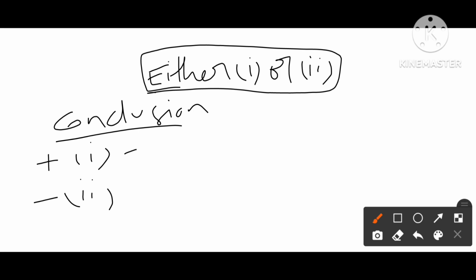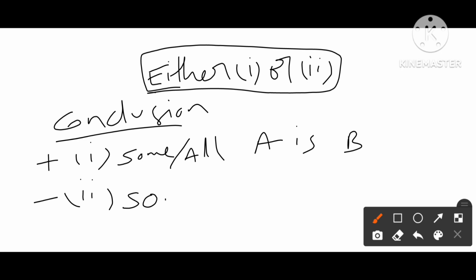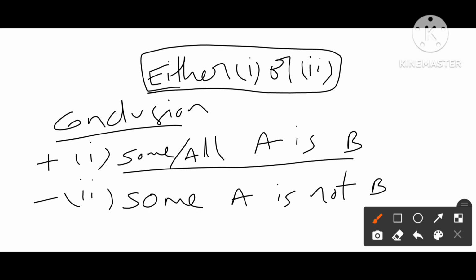Positive and negative means some or all. A is B. It is a positive statement. We don't see any negative thing in this conclusion. In the other conclusion, we see some A is not B. Then you can say that it is a positive statement and this is a negative conclusion. Positive conclusion and negative conclusion.